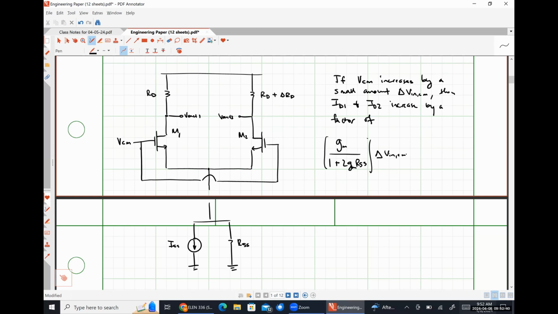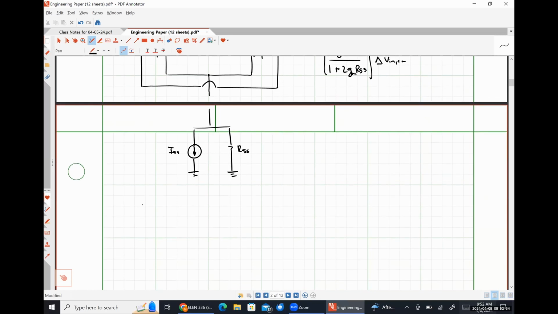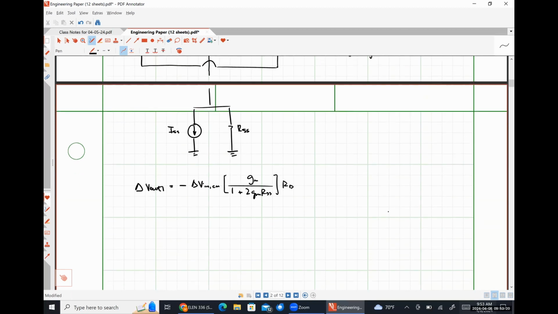However, because RD1 and RD2 are not the same, V out 1 and V out 2 don't change by the exact same amount. Okay. So the change in V out 1 is going to be negative delta VNCM times GM over 1 plus twice GM RSS times RD. And the change in V out 2 is going to be negative delta VNCM GM over 1 plus twice GM RSS times RD plus delta RD.